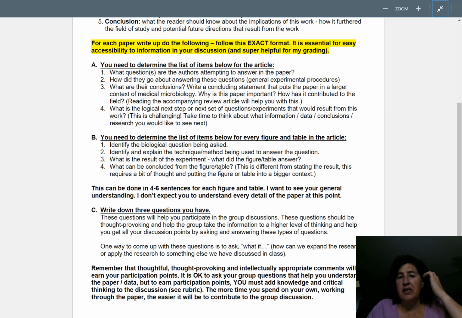And maybe your classmates can help you with that. Part C is write down 3 questions you have. I really look at these as well, and these are great ways, again, to participate in the discussion. So maybe it's something you don't understand, maybe it's why did they do this, maybe it's how does this really relate, or how did they get that conclusion? Questions you have about the paper.